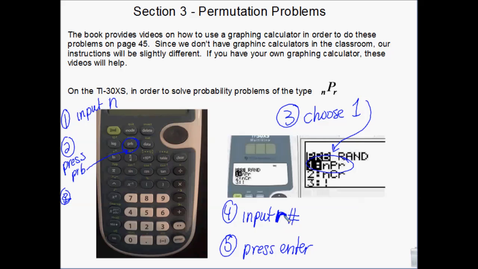So let's say I'm doing 5P2. I'd push 5, and then I'd press the probability button. Then I'd press 1, like the number 1 for picking 1, and then I put 2 for the R number, and then I press enter. So I'm going to go through that on this. So everybody got that? Okay.